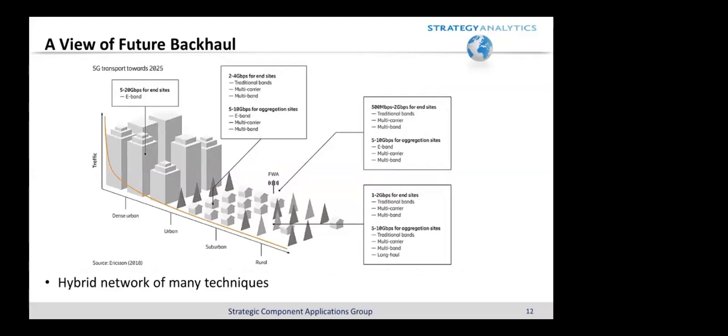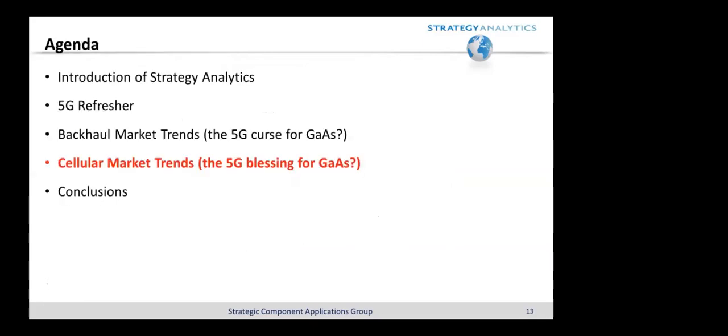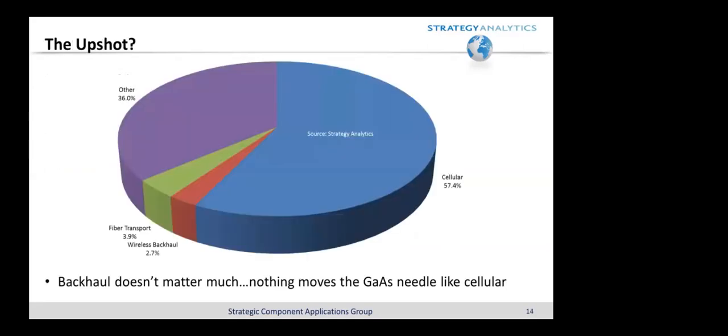The vision for future backhaul networks is that they're going to be a hybrid of frequencies and technologies as shown in this diagram. So here we see a mix of microwave and millimeter wave frequencies and architectures configured to provide the best solution for the traffic demands, and not shown, but stitching everything together, is fiber. So we've talked about the curse, but now let's talk about the blessing.